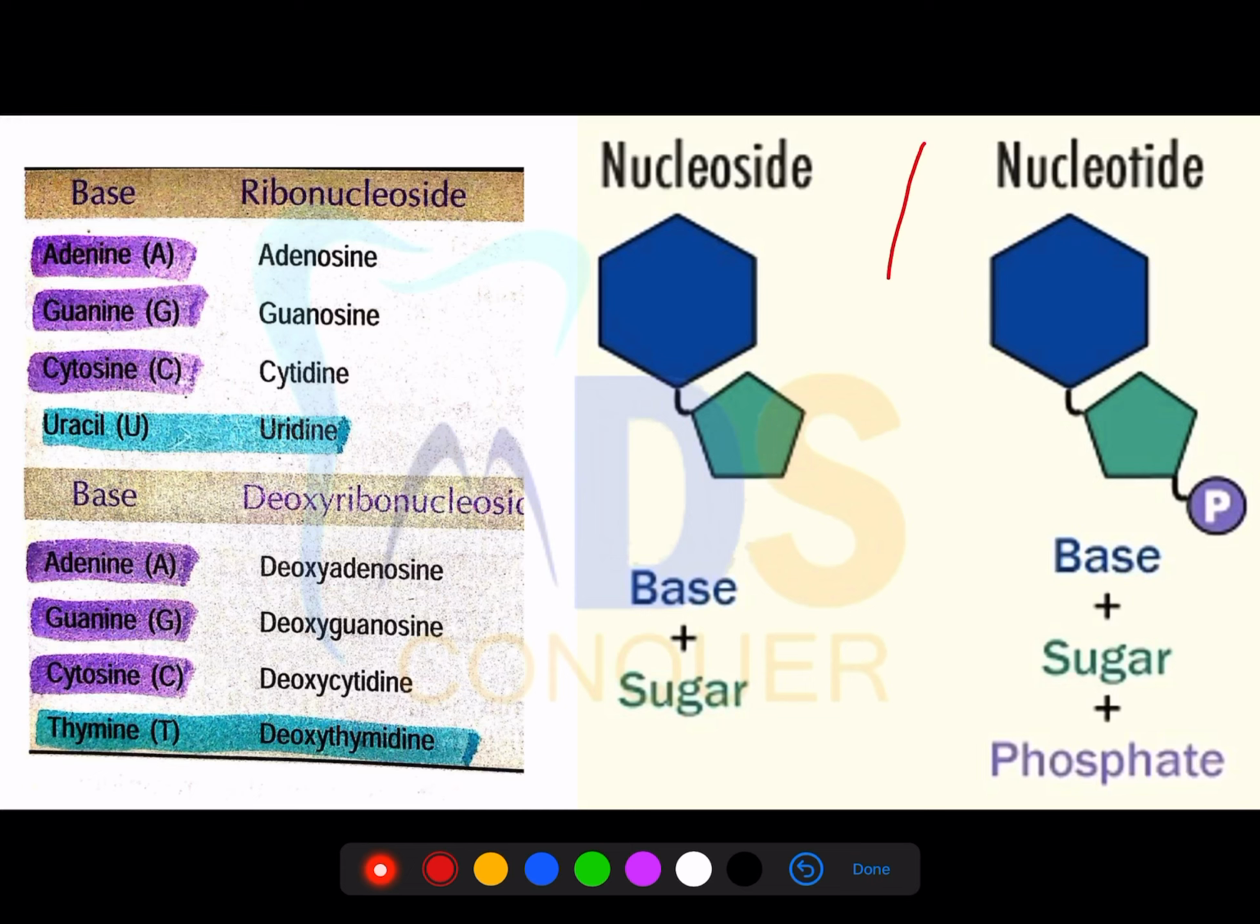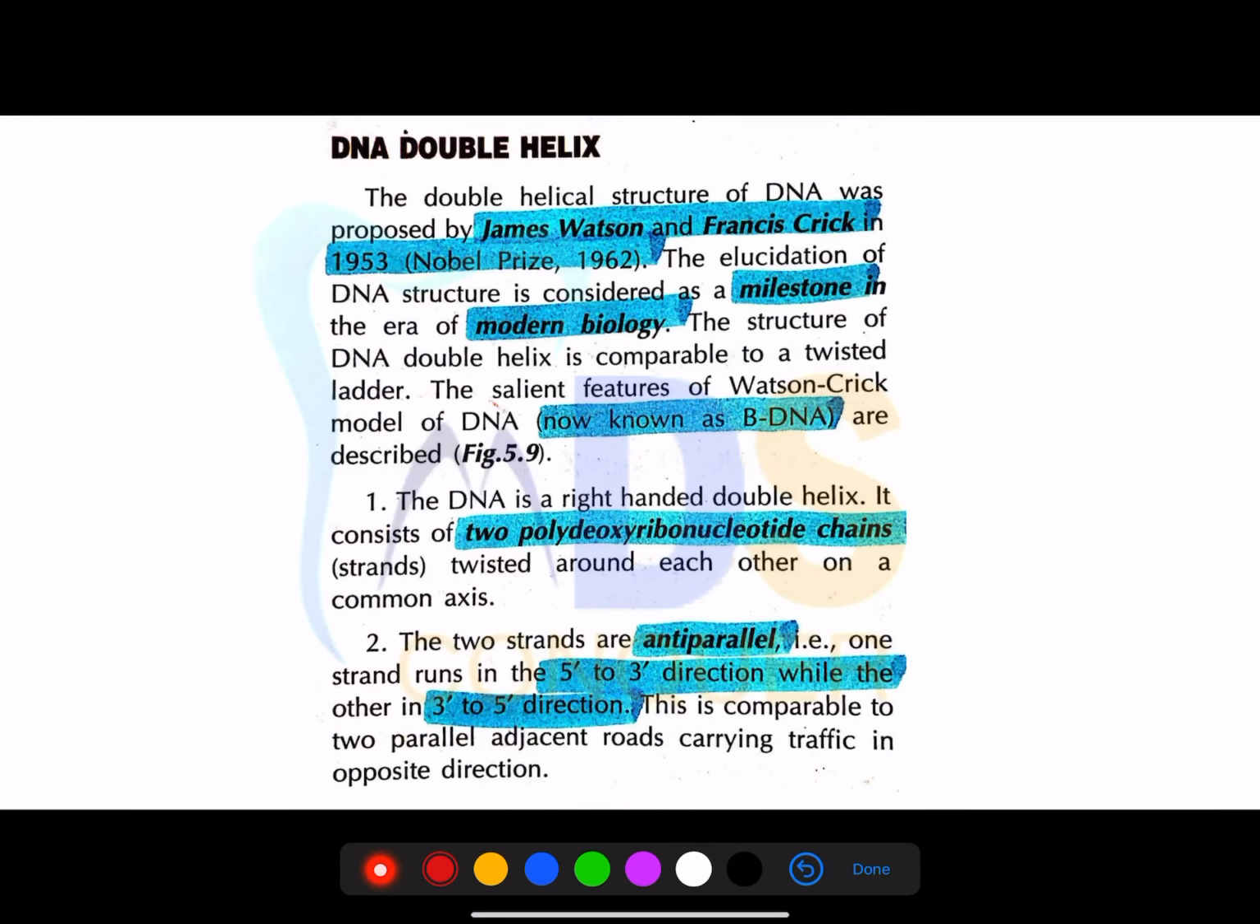What is the difference between the nucleoside and nucleotide, and what are the bases that are present in your RNA and DNA? What is the difference between them? Here you have uracil, here you have thymine. So next comes the double helical structure given by Watson and Crick. Make a note, the Nobel Prize was given in the year 1962.